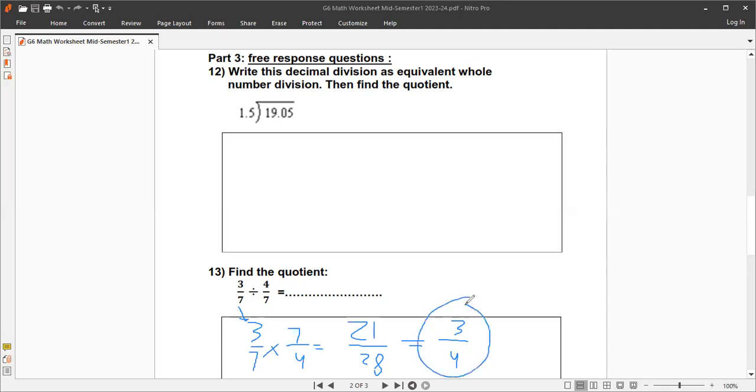Should we make long division? Should we change it to a mixed number? No, because it's a proper fraction. If it's an improper fraction, if the numerator is greater than the denominator, I need to change it to a mixed number. But in this case, no.